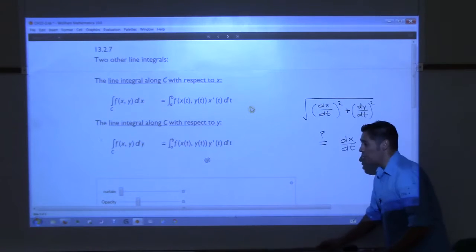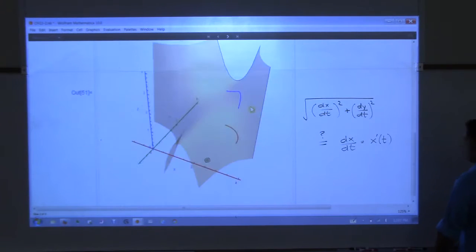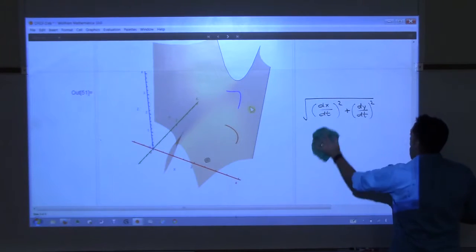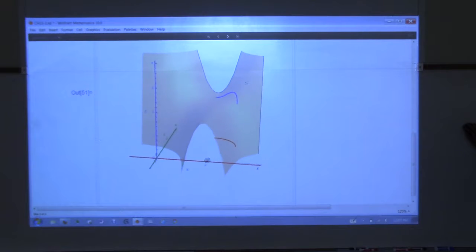So let me show you geometrically what that looks like. It's really kind of interesting, I think. I think it's only interesting because I spent some time making the code for it, so it's extra interesting to me.